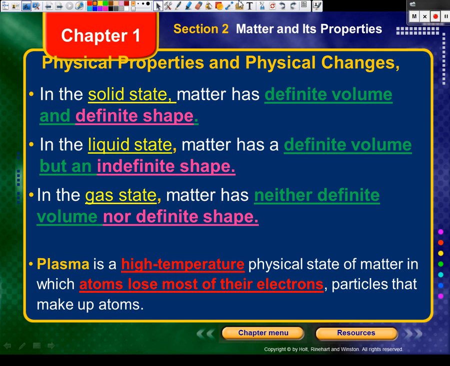Make sure you know how to define these 3 states. I would know these 3 phrases. You know them, you just don't realize how to put them into words. A solid has a definite volume and a definite shape. How do you calculate the volume of a perfectly cubed object? Length times width times height.